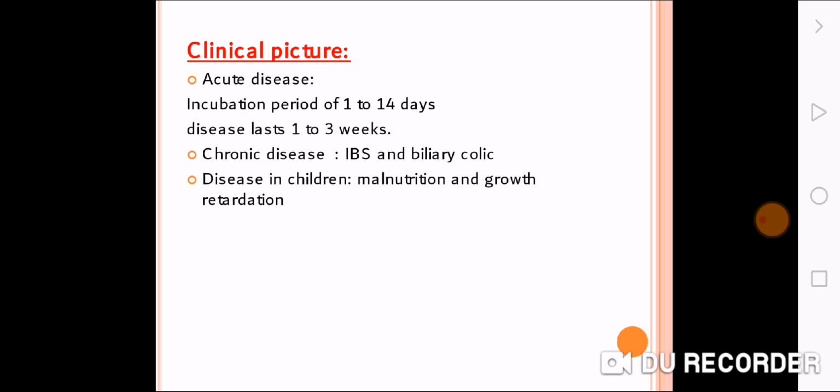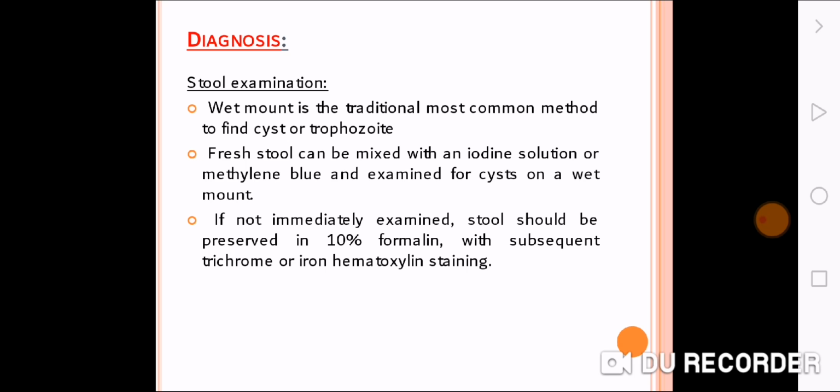Chronic form of disease can resemble irritable bowel syndrome. Sometimes it can cause biliary colic. And in children, Giardia causes malabsorption, malnutrition, growth retardation.